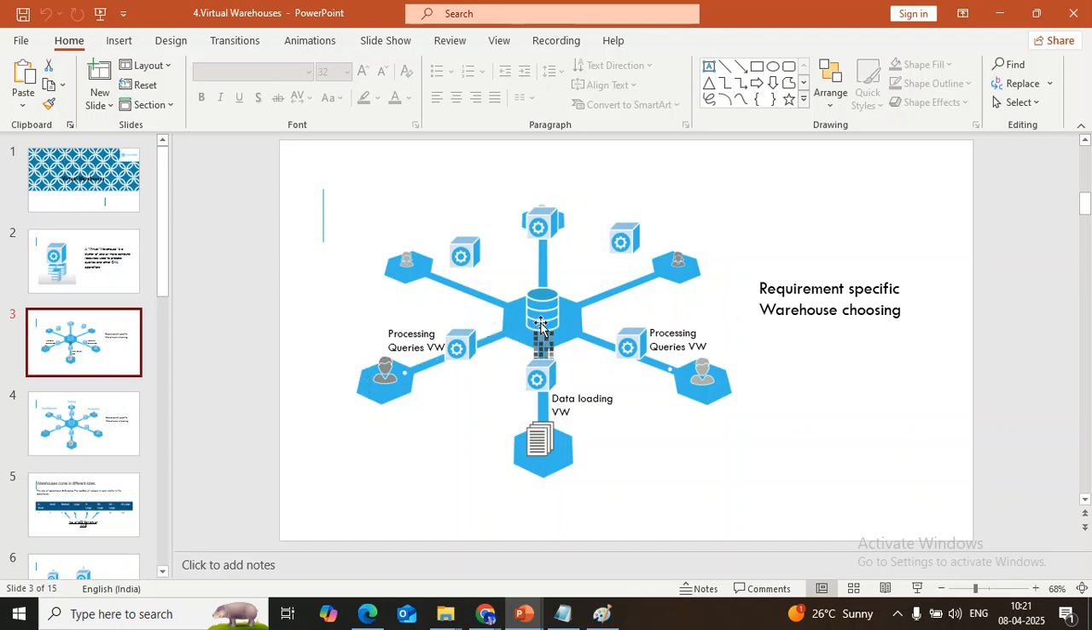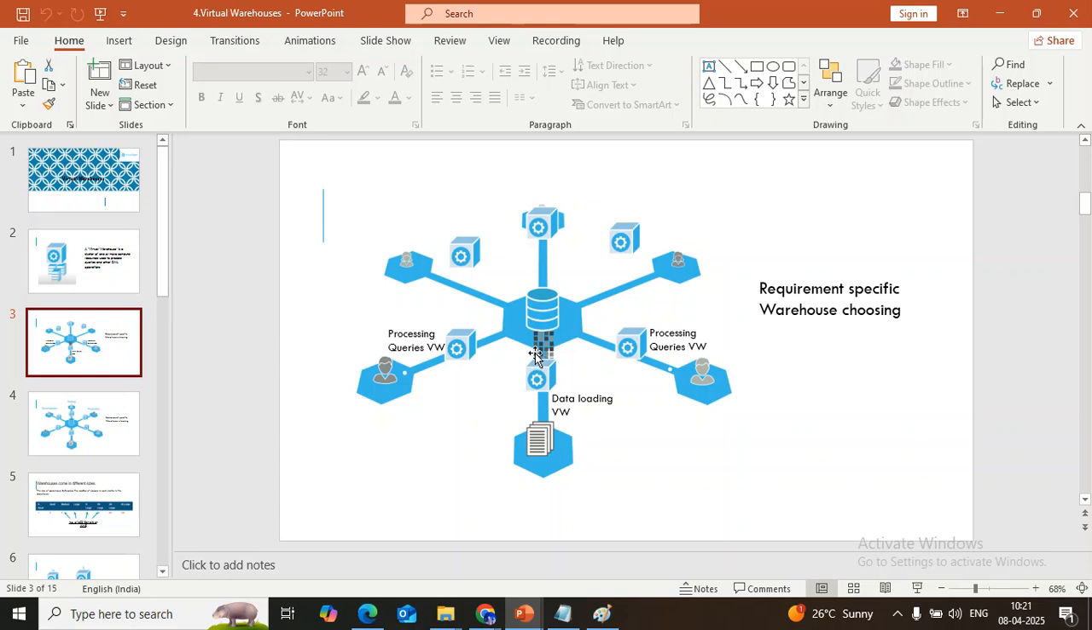In this warehouse, this one is also multi-cluster only, meaning more than one cluster is multi-cluster, but only two nodes maximum, so the cluster count is going to be two. Another one is only for loading the data.